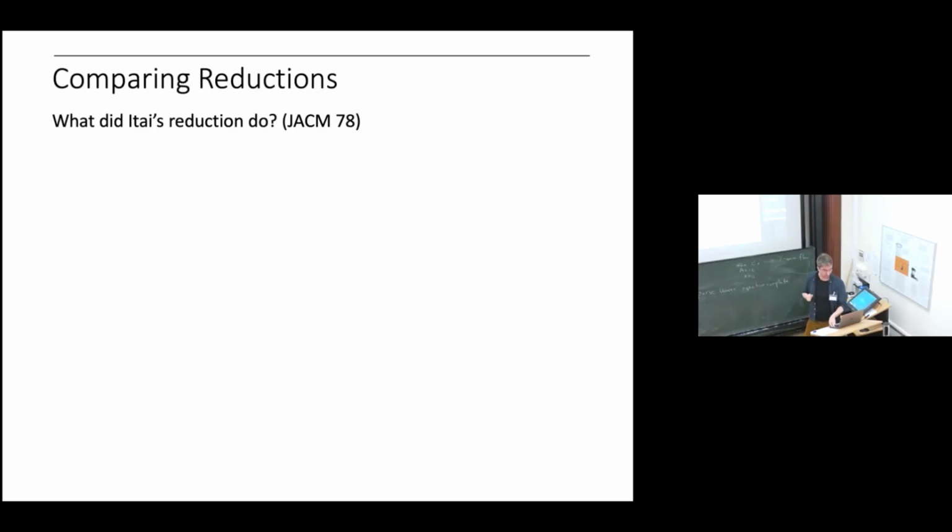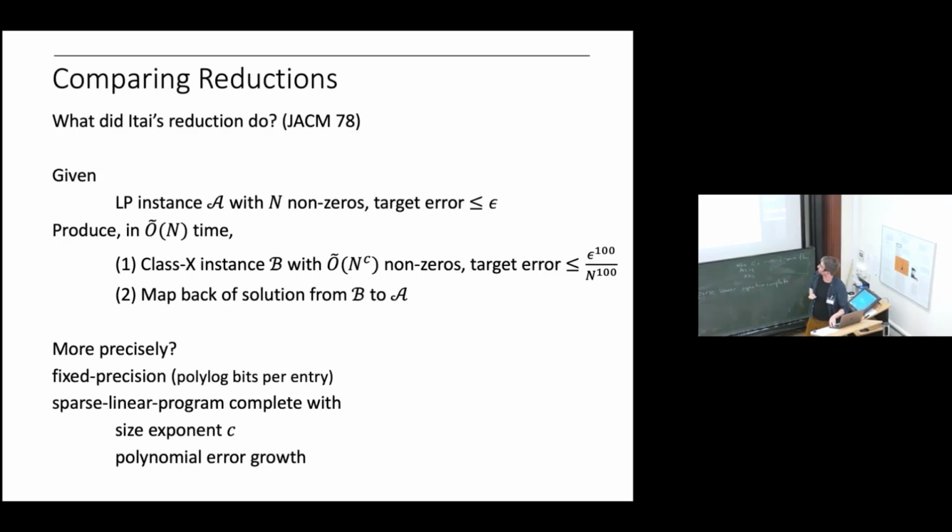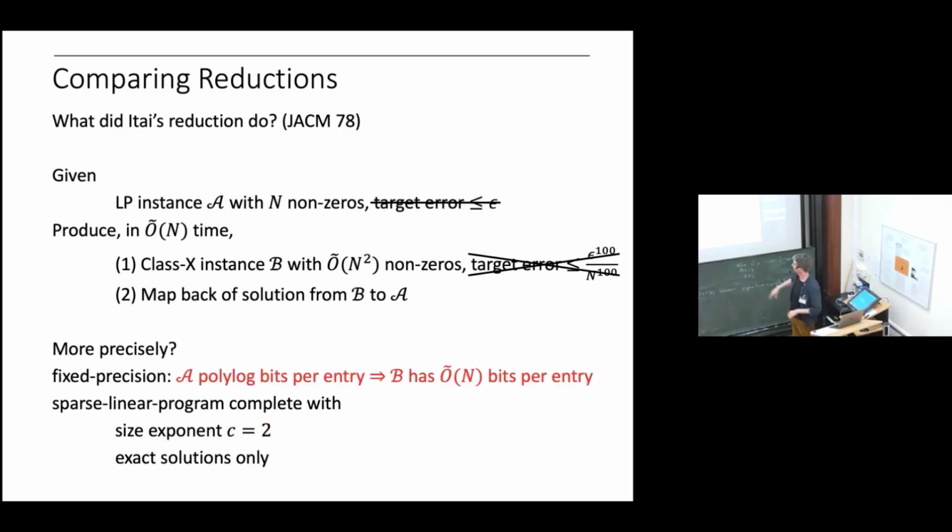So now I'll just show you at a very high level what Itai's reduction did, and then talk about how one should fix it. So Itai's reduction doesn't work when you have error, or rather he didn't analyze it. And also it wouldn't, because it's set up in a very kind of sensitive way, maybe. And then it blows up the number of non-zeros by a square. And it blows up the number of bits per entry from polylog, if you start with this, to O tilde n. So it has the right framework, but it's wrong in all the parameters, right? And only exact solutions, just to say that again.